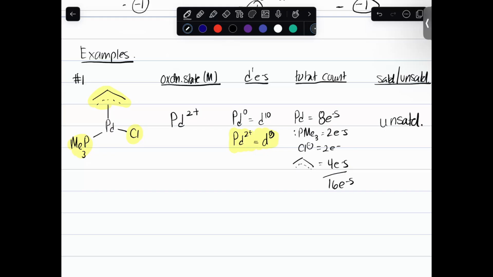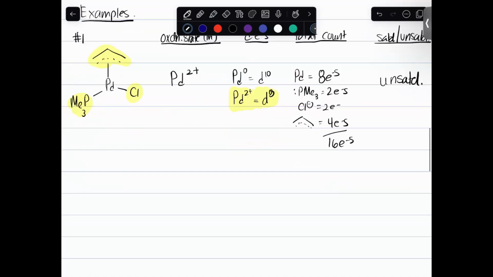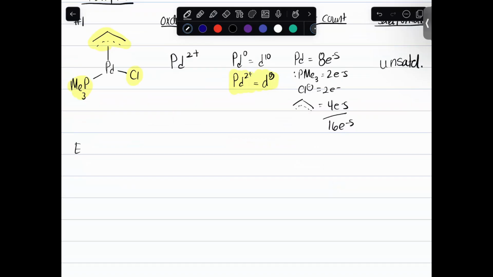Okay. And so obviously when it's unsaturated, the complex can continue to do reactions. If it's saturated, it can't move forward. And we'll see this as we're going through the various types of reactions that we're going to talk about later on. Okay, let's do another example.